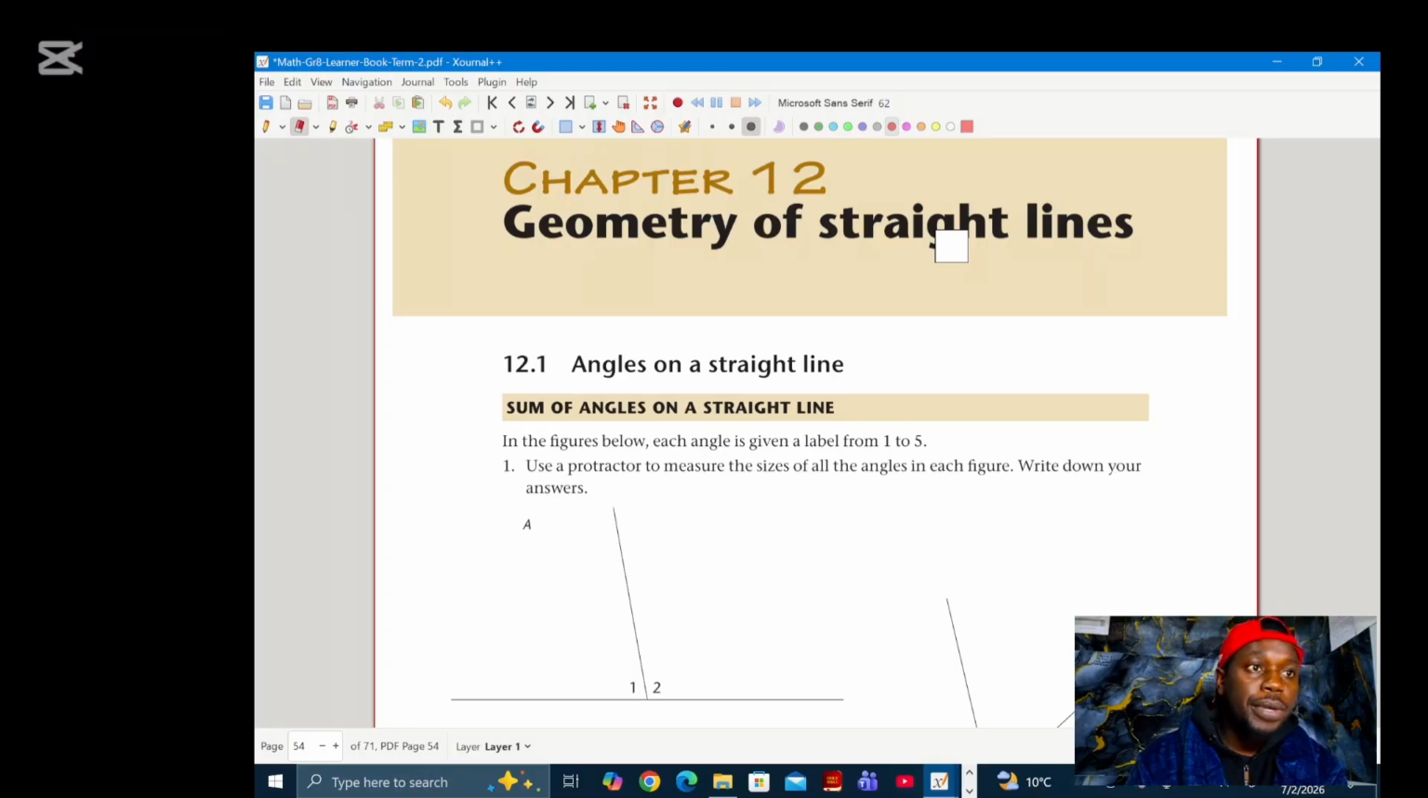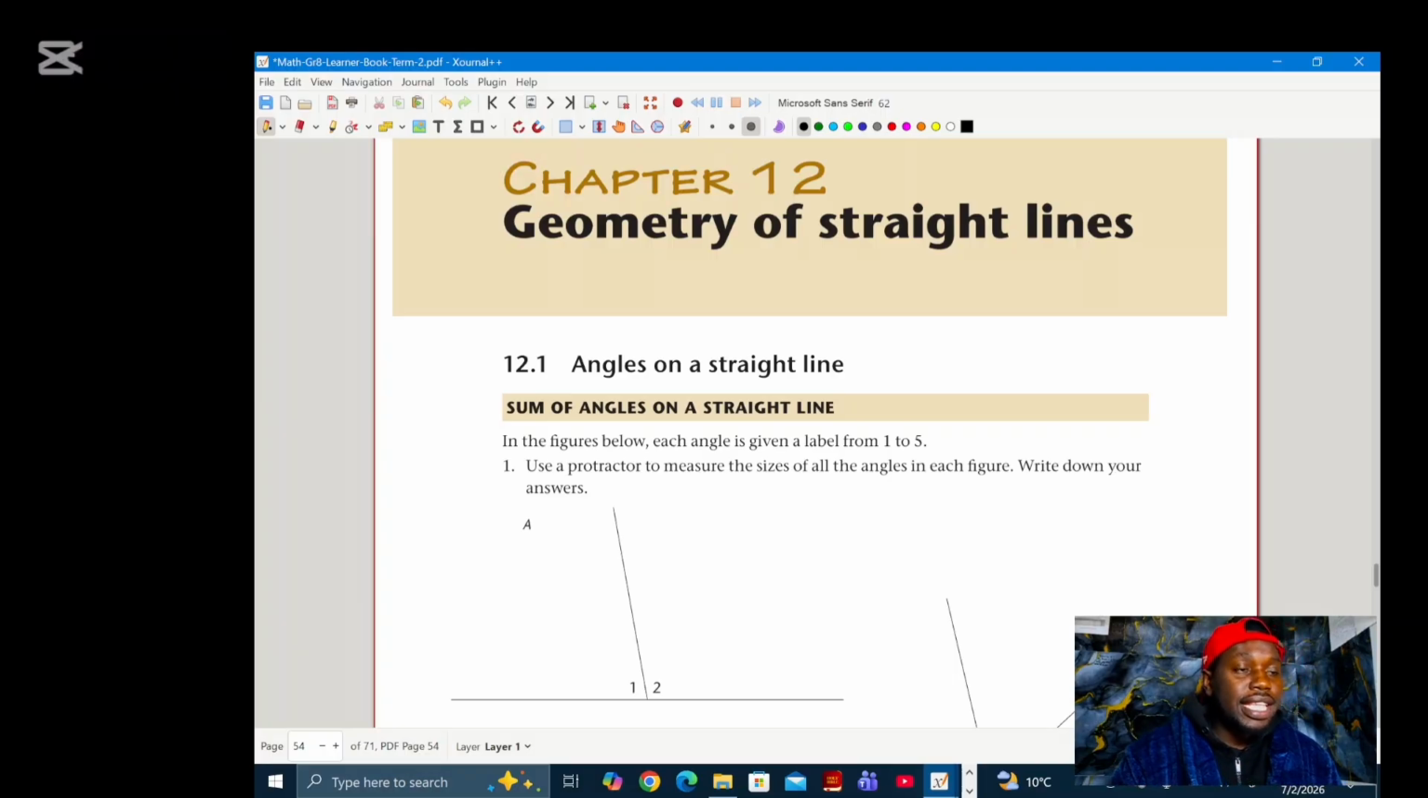Today we're going to be doing term 3 work, starting with grade 8 and 9 geometry of straight lines. This applies to both grade 8 and grade 9s. If you were not so focused last year on your work, this is you. So when you're doing geometry of straight lines, what are we talking about? We're talking about straight lines. We're going to be dealing with straight lines.